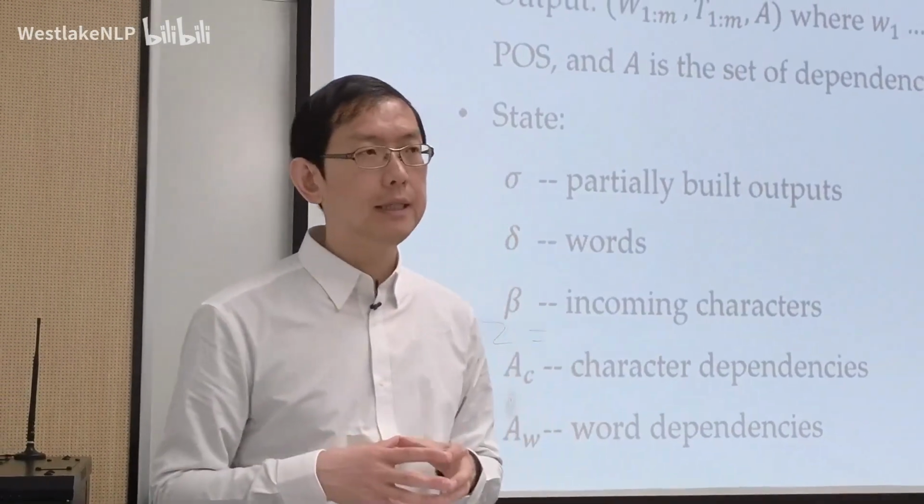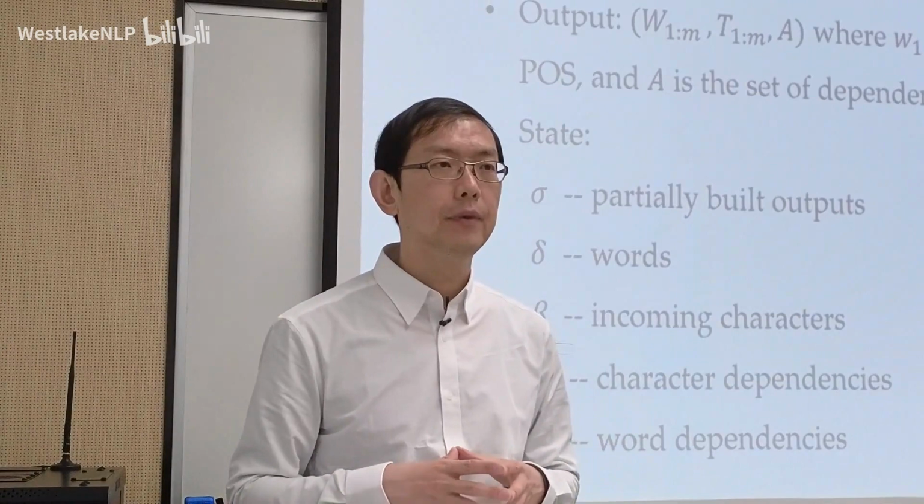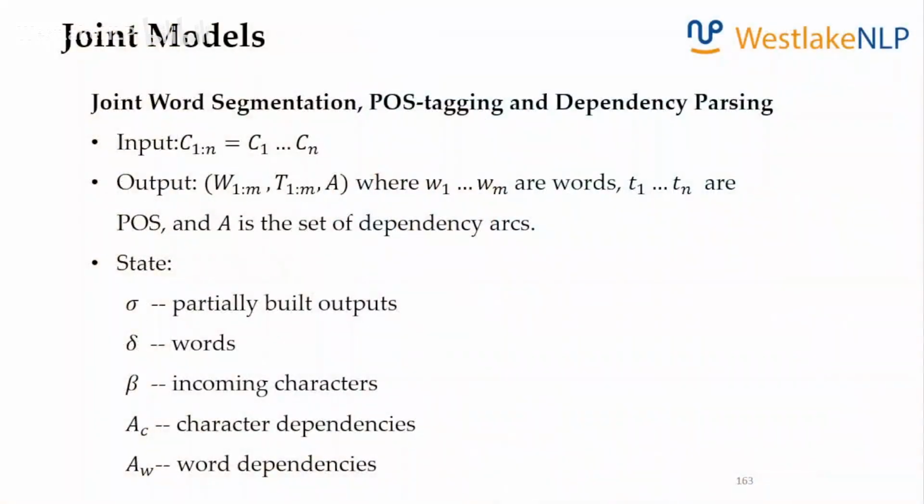The input is a sequence of characters. The output is a dependency tree, where the dependency arcs are built on words. Every word has a part of speech, and every arc has a label. This consists of segmentation ambiguity, part of speech ambiguity, and dependency arc ambiguity. To make things more complicated, I also add arcs between characters within the same word.